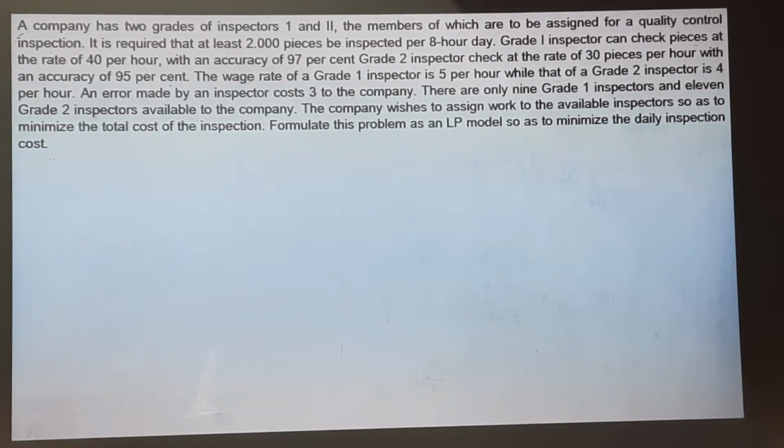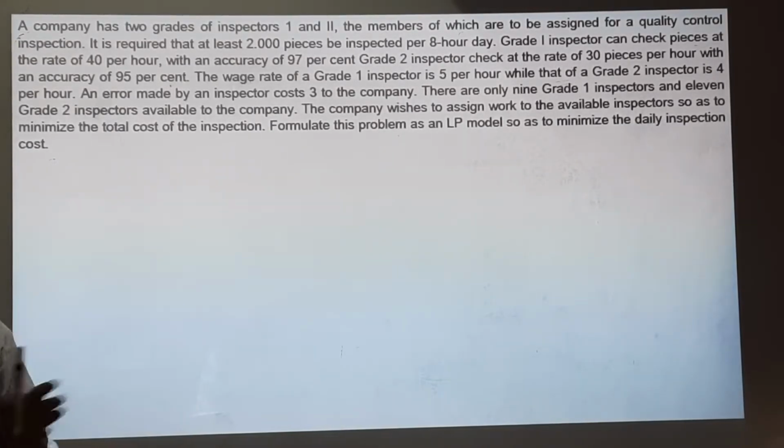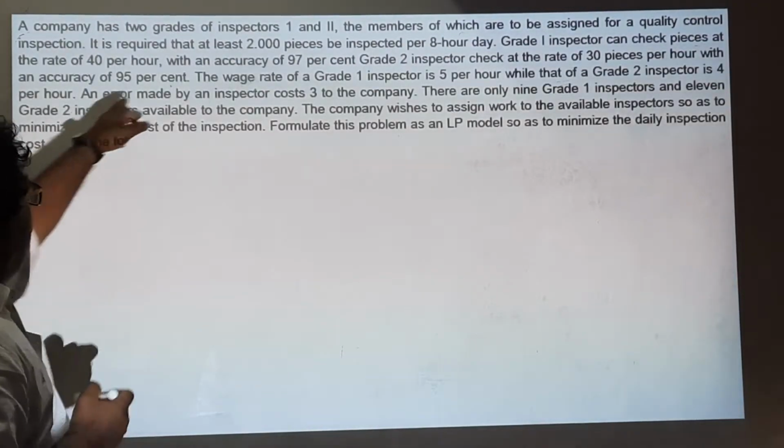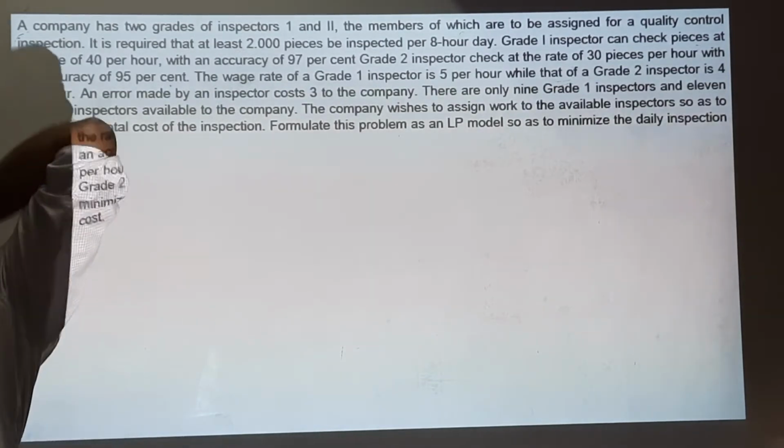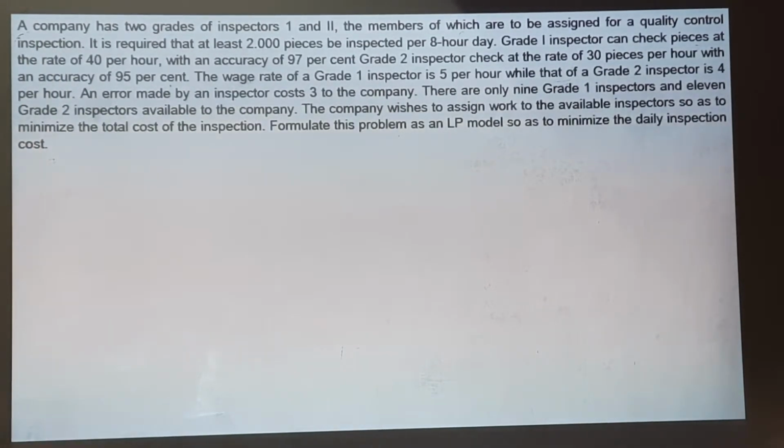So we need to understand things in perspective. Two grades of inspector. One is first grade, another is second grade. What is the job of the inspector? The job of the inspector is to inspect the quality of the product. Good products need to be selected and bad should be rejected. And the total number of units to be checked by both these grades of inspectors is 2000 pieces per day, that means an 8 hour stretch.